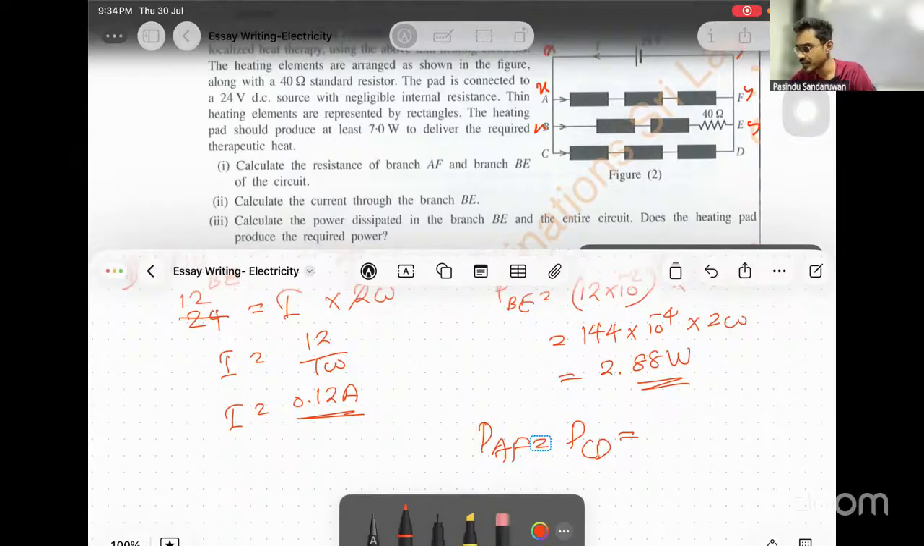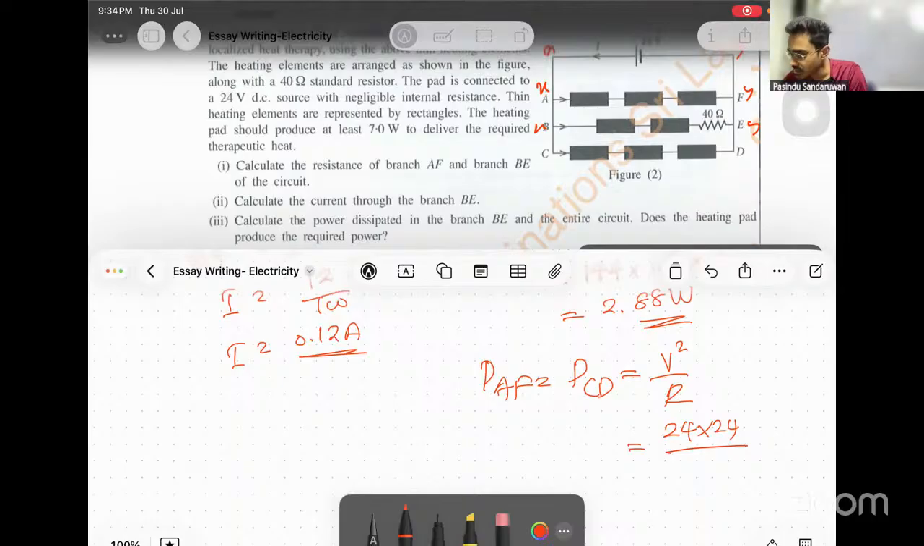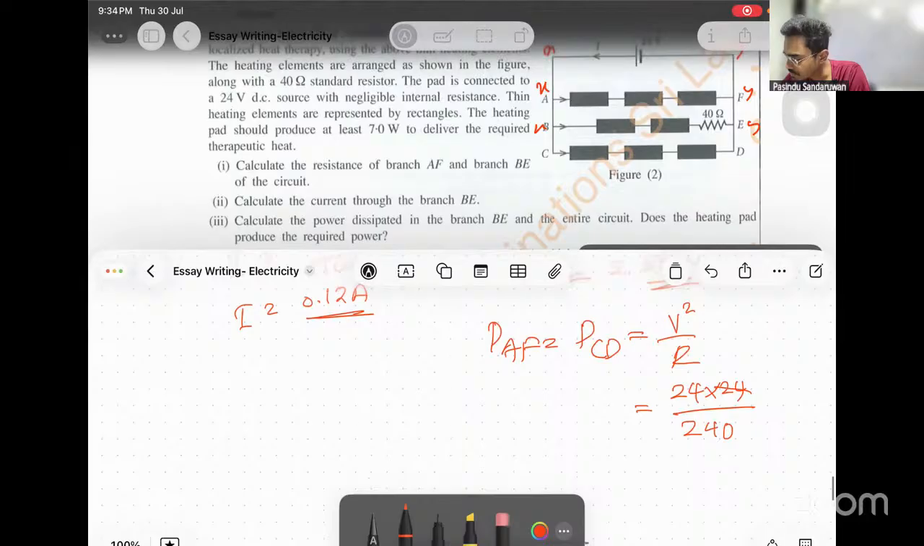Since current is not found, we'll go with the potential. Potential is known, so we can write power as V squared over R. Now V is 24. Then 24 times 24 over resistance, which was 240. Then 24 times 10. That is 2.4 watts. PAF and PCD both equal 2.4 watts.